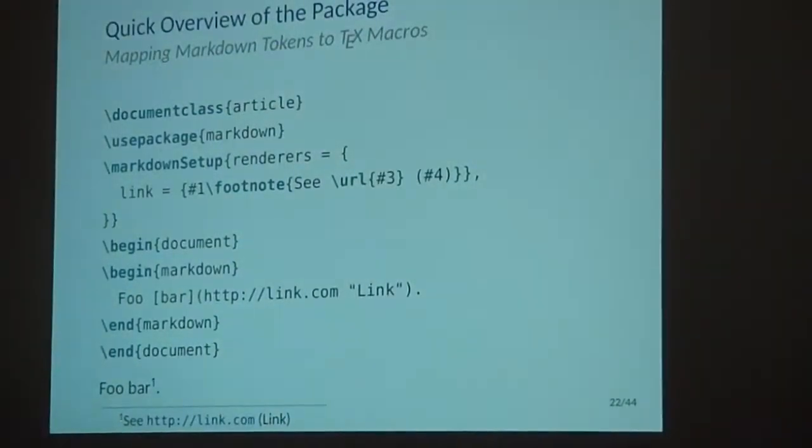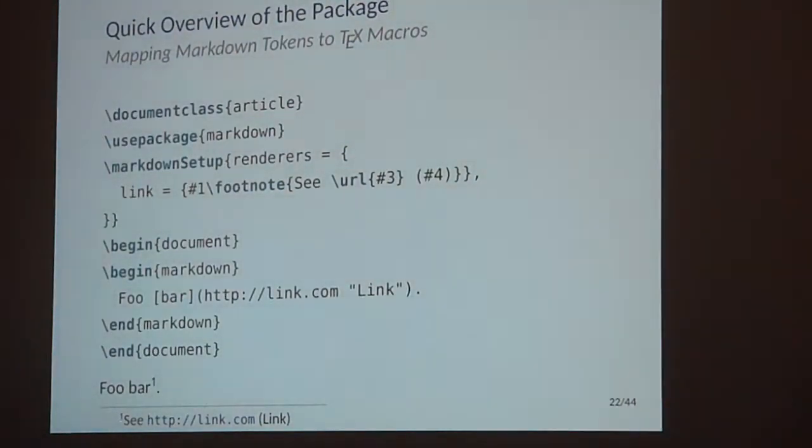Yeah, this is how we might map a Markdown token to a tag macro. Suppose you have a link. This is how you mark up a link in Markdown, and here you define that you want to take the first argument, which is the label of the link, and just put it there, and then you want to take the URL and the title and put this into a footnote, and this is what you get on the output. It's really easy to just say what you want, how you want to render your Markdown.